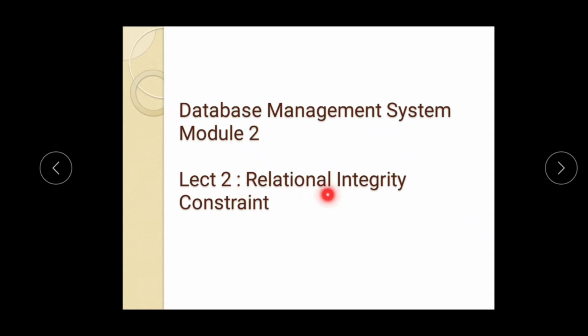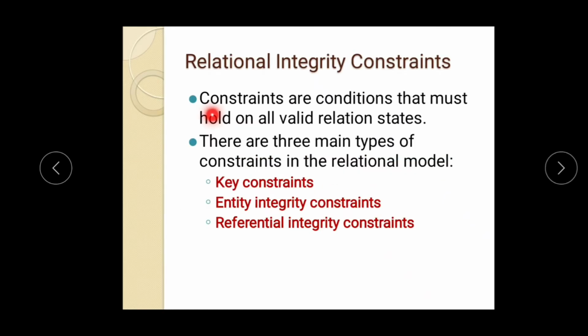Relational integrity constraint means the various constraints or conditions existing on a particular relation or relations, a single relation or a combination of relations. Clear? A condition that is prevailing in a particular relation or relations is called a relational integrity constraint. So constraints are conditions that must hold on all valid relation states.